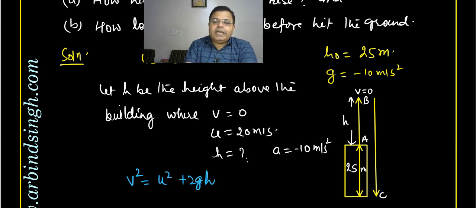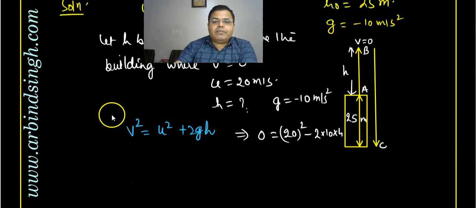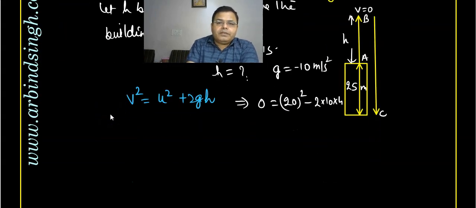Distance is replaced by h and acceleration is replaced by g, but because it is moving vertically upward, g will be taken as minus 10. So what will happen in that case? It will be 0 is equal to 20 square minus 2 into 10 into h, right? So that will come up here, 2 into 10, 20h is equal to 400, and therefore h is equal to 20 meter.